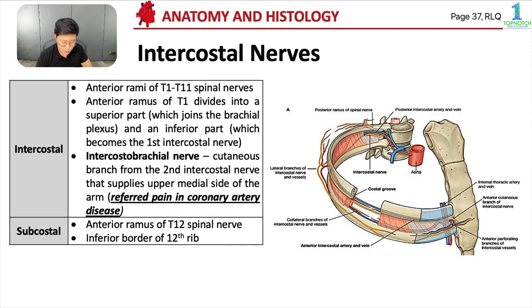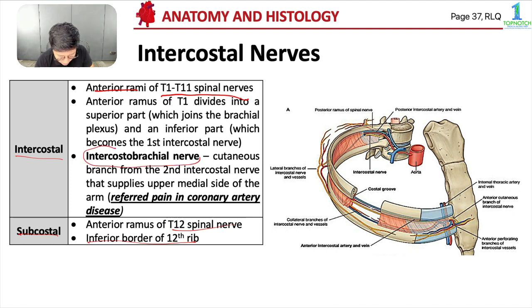So for the intercostal nerves, you have 11 intercostal nerves and 1 subcostal nerve. Then the 11 intercostal nerves are from the anterior rami of the T1 to T11 spinal nerves. So hanggang 11th rib. Pero pagdating mo sa 12th rib, subcostal na siya. So technically, parang below the ribs kasi. So it's from the T12 anterior ramus and it's found at the inferior border of the 12th rib.